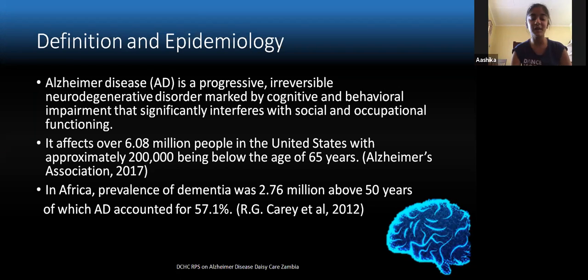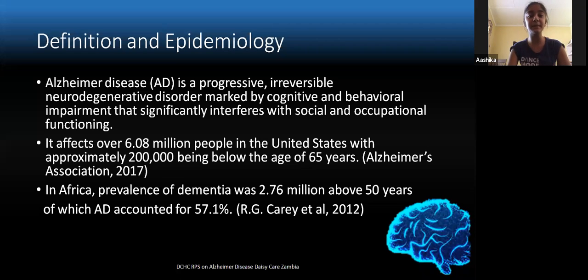Now we move on to our main topic, Alzheimer's disease. In simpler terms, this is a progressive disease which attacks and kills your brain cells, and it's marked by cognitive and behavioral impairment, which means it affects processes such as thinking, knowing, and problem solving, which interferes with your social and occupational life. It affects over 6.08 million people in the United States, with approximately 200,000 being below the age of 65 years.